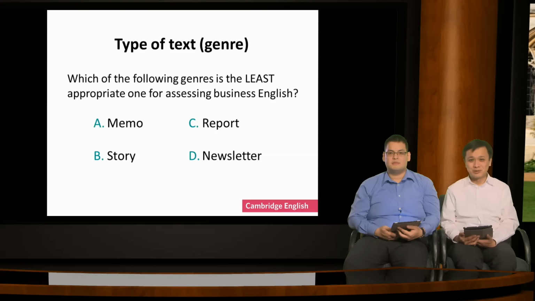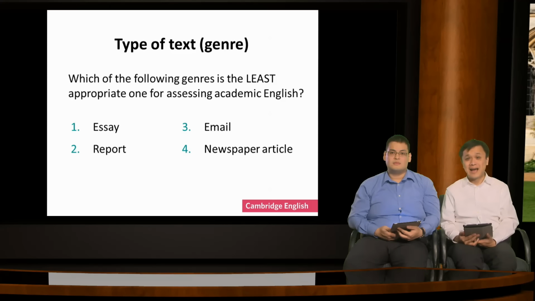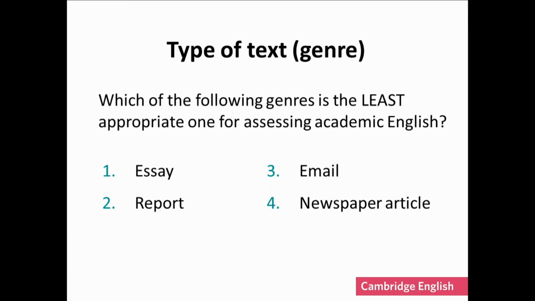Let's try another example. Let's think this time about academic writing. Which of the following do you think is the least appropriate for assessing academic English? In this case, the options in the poll, which are coming up now, are 1. Essay, 2. A report, 3. Email, or 4. A newspaper article. Please vote now. And again, what we're thinking about now is writing in academic contexts, and which genre is it that we think is the least appropriate for this context.